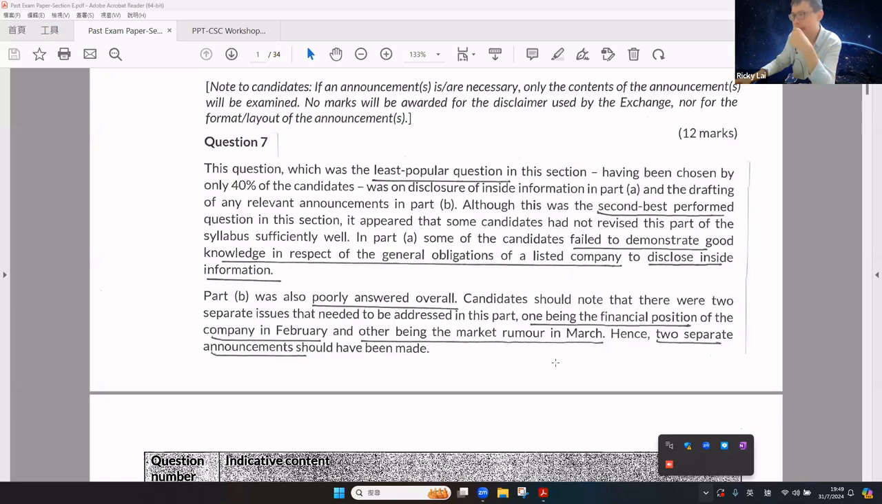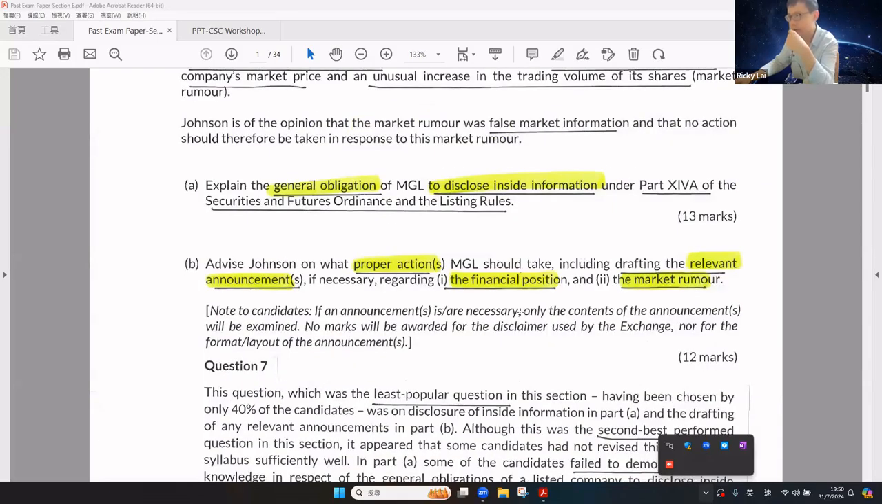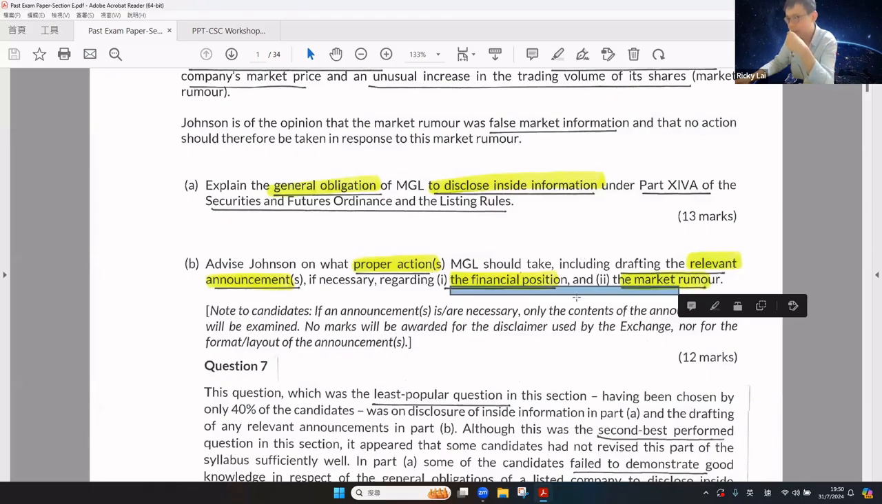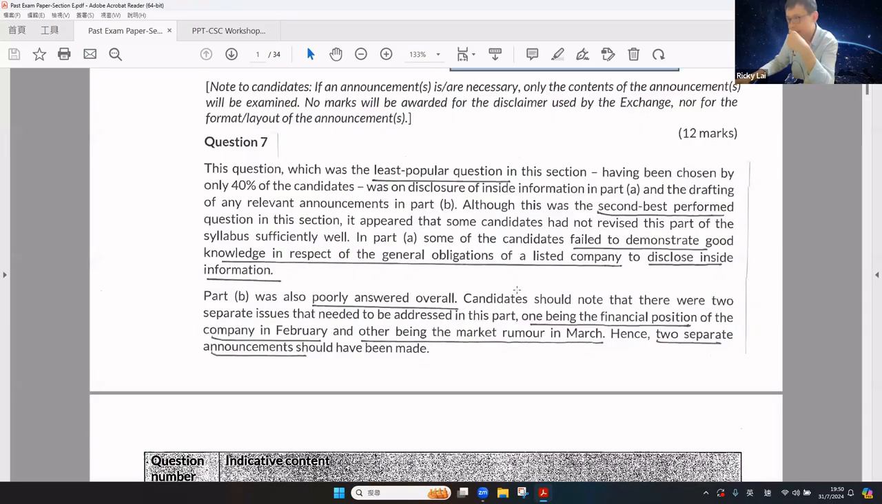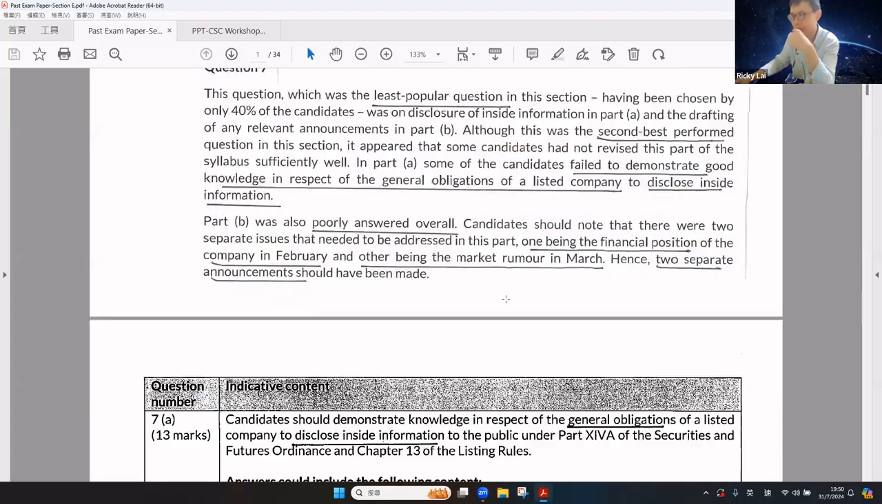Part B was poorly answered because the question is really practical. There are two issues according to the question requirements. I underline and highlight the keywords here: one is the financial position, and the other is the market rumor. However, some students mixed them up and viewed this as a single case, when two separate announcements should be made. One is for the financial position of the company in February, and another announcement deals with the market rumor in March. So student performance on that question was not quite good.